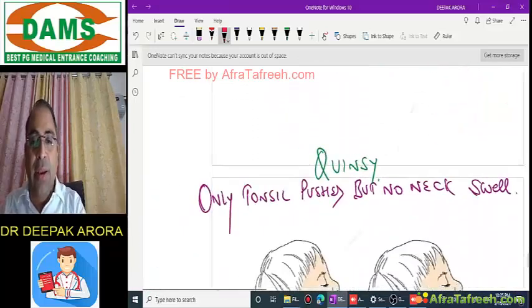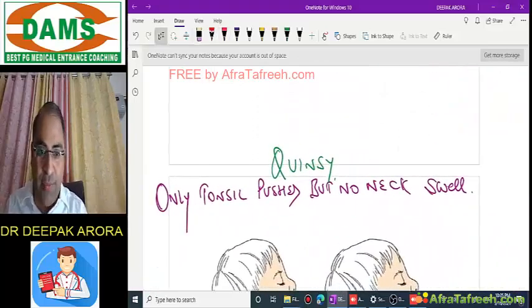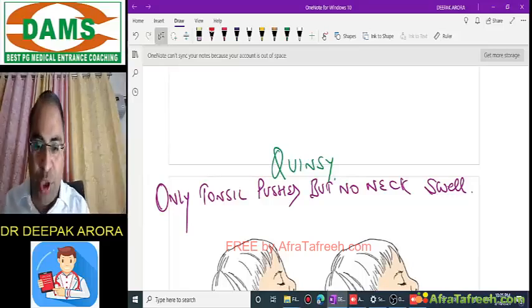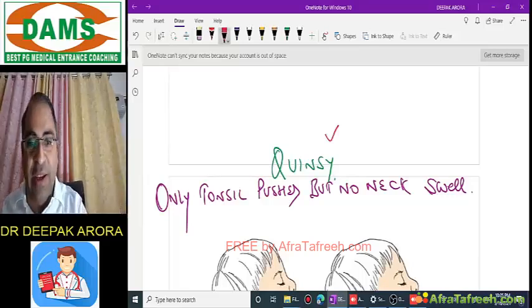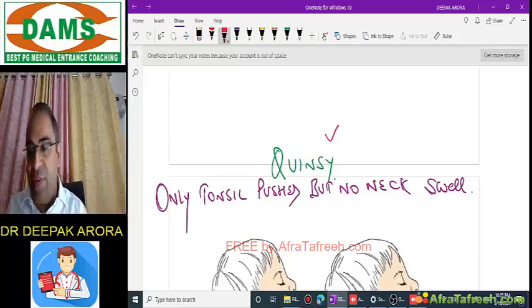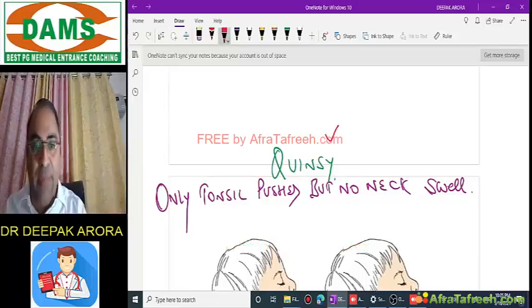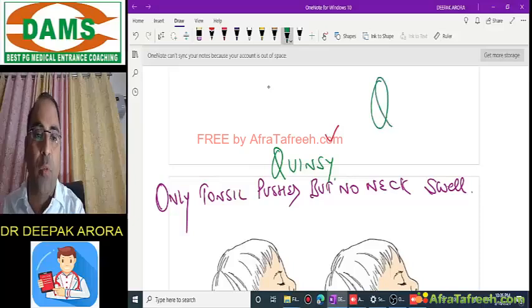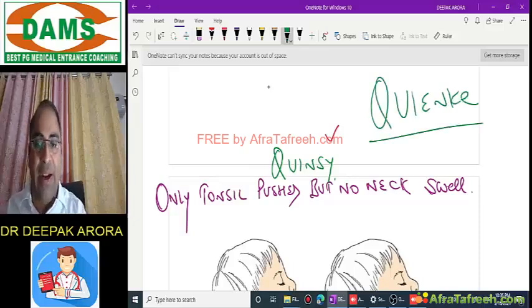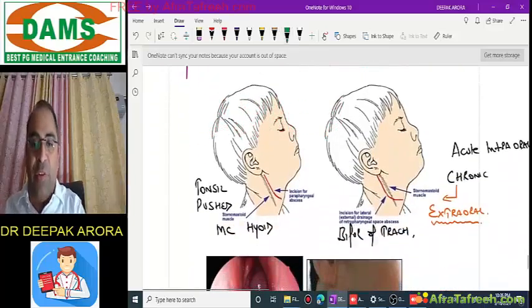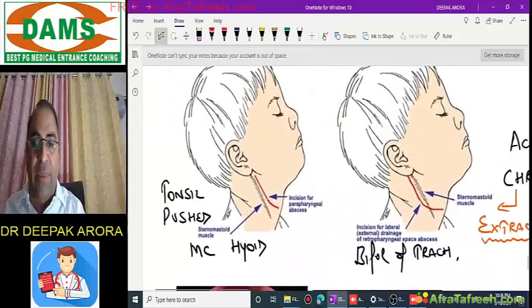Am I understandable? Yes, tonsil is pushed, but no neck swelling. Tonsil push, neck swelling नहीं है. Quinsy, neck swelling है. Parapharyngeal abscess. Just remember the keyword quinsy, peritonsillar abscess. Don't confuse with Quincke disease. What is Quincke? Edema over the palate. If tonsil is pushed, neck swelling, parapharyngeal abscess.